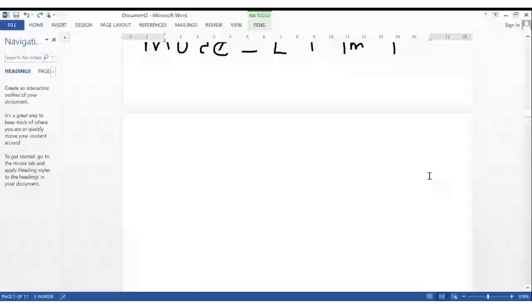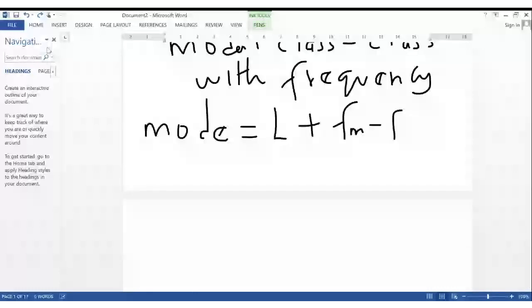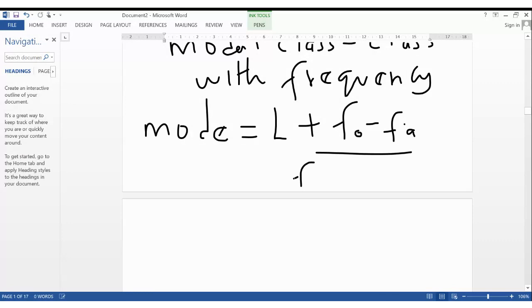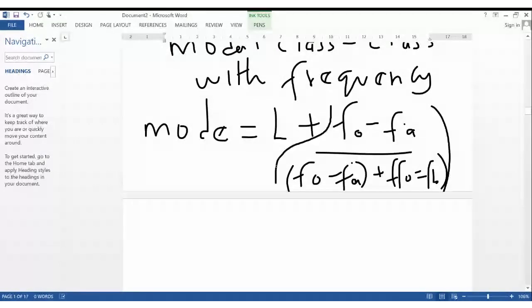This is the formula I've given you. L plus F0 minus FA all over F0 minus FA plus F0 minus FB, and then the whole of this one we are supposed to multiply with W. That's what I have given you in the notes. Multiply by W.